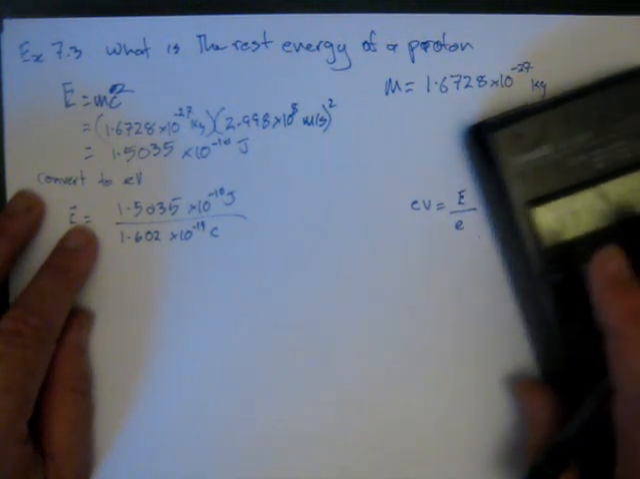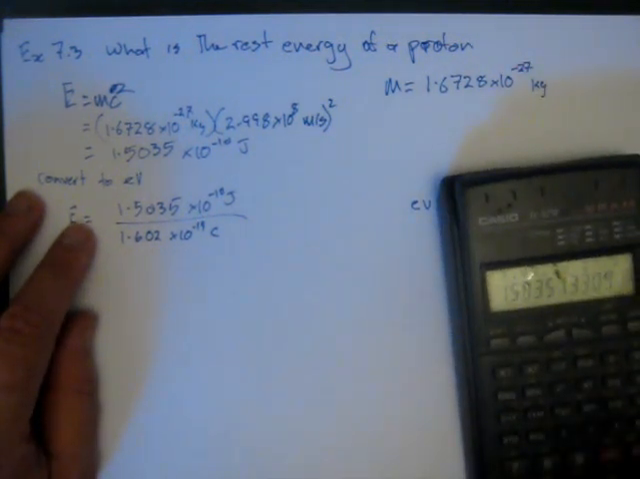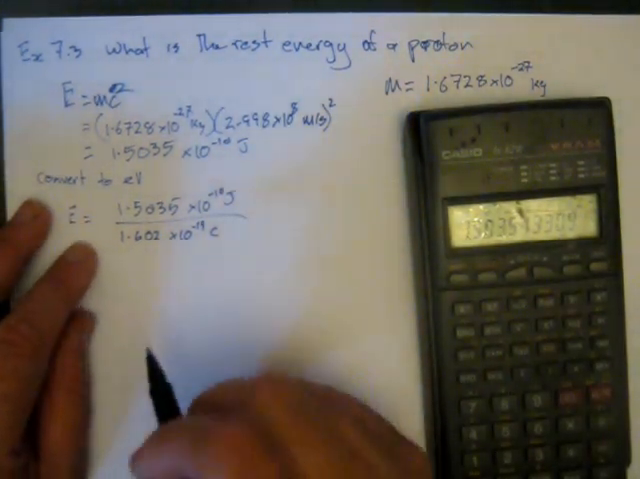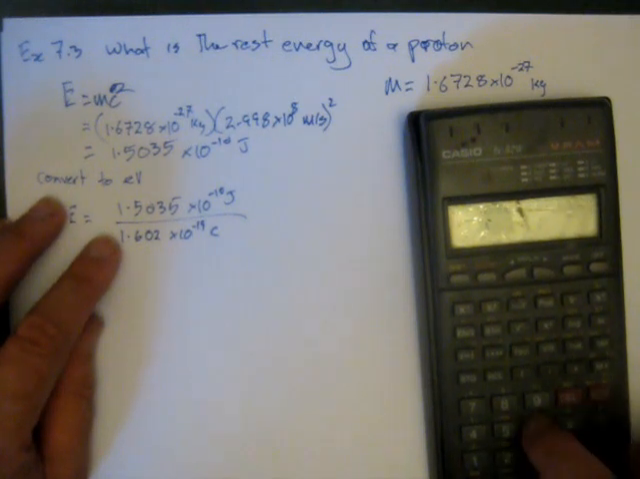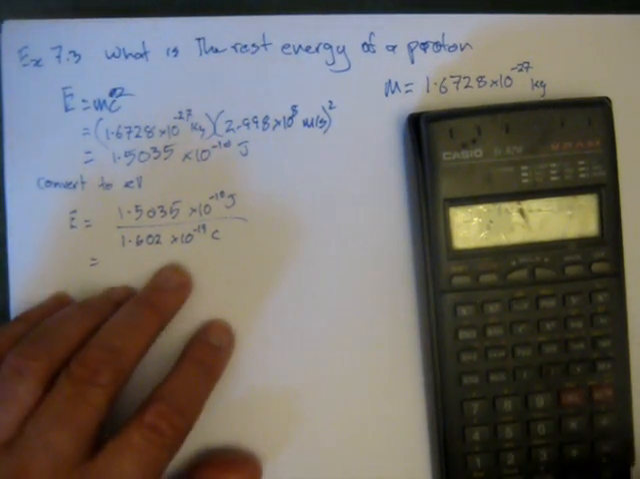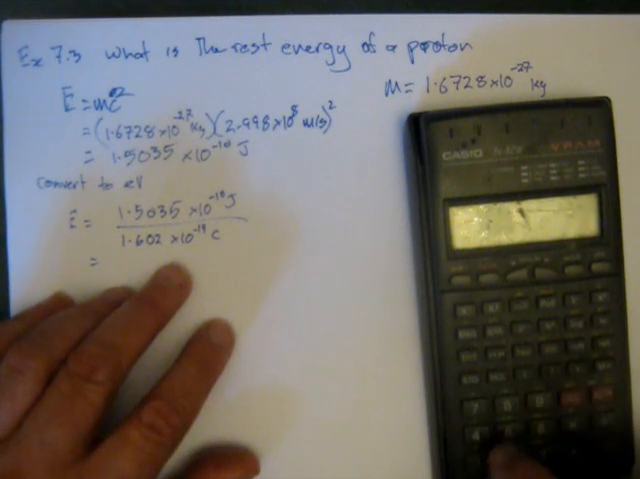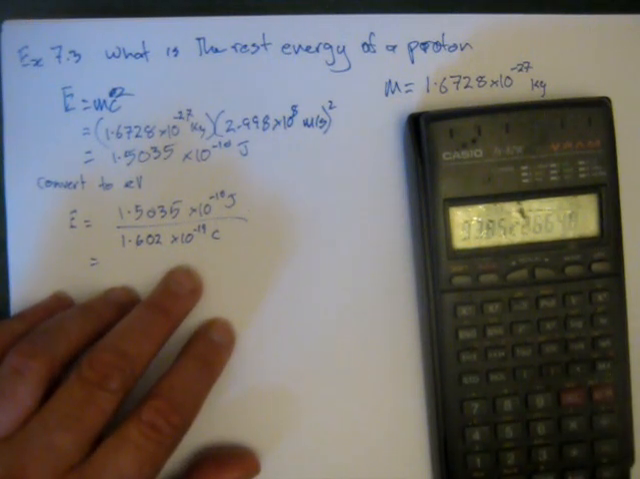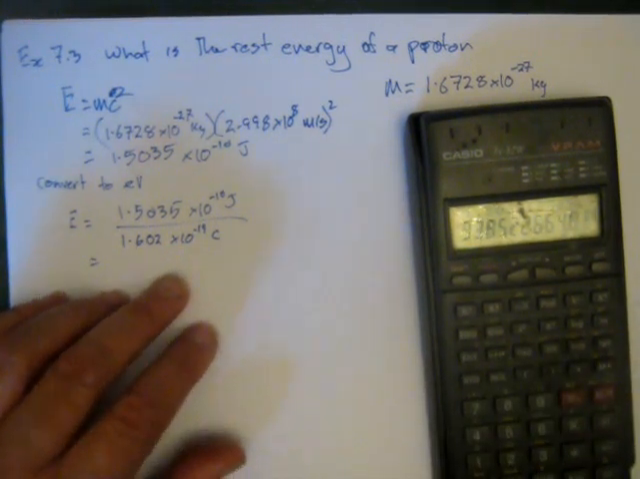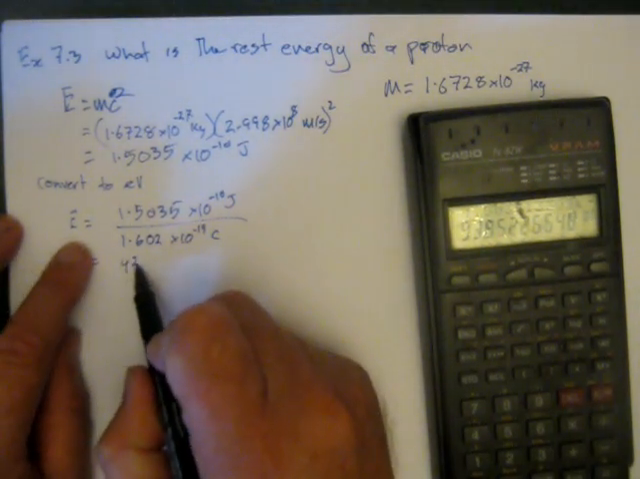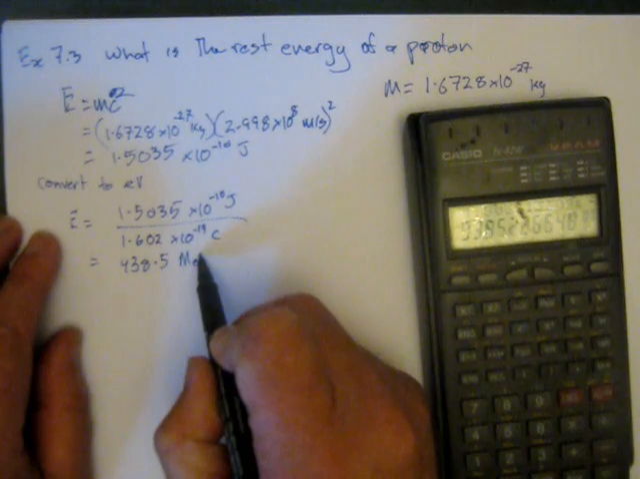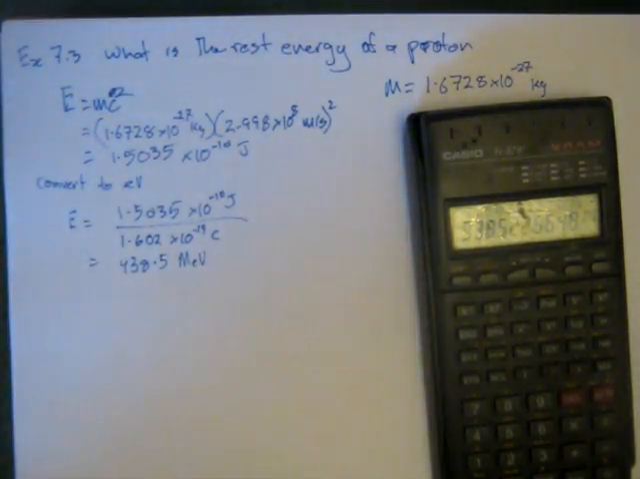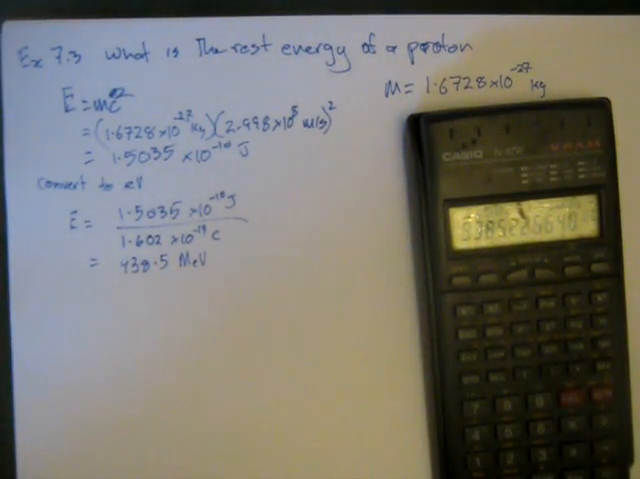Okay, so anyway, we divide by 1.602 times 10 to the negative 19, which equals, let's convert that into engineering form, 938.5 mega electron volts. Now, is that a lot of energy for a particle?